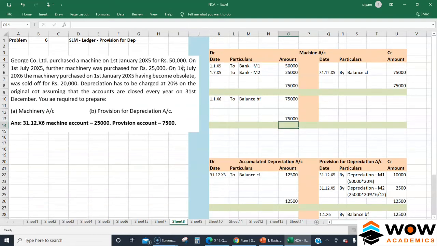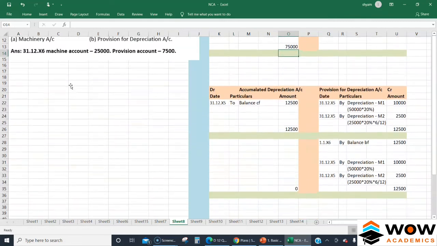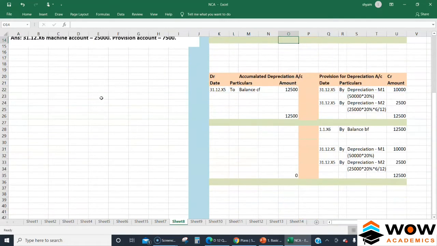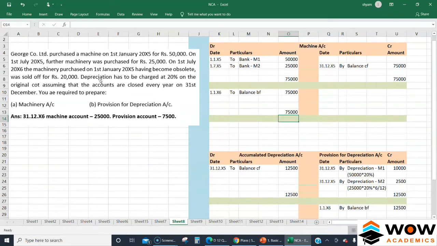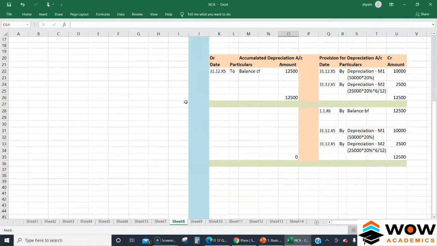On 1st July 2006, the machinery purchased on 1st January 2005, having become obsolete, was sold for 20,000. So there are only two machines. One machine we are going to sell off. We are selling it only on 1st July, so we have to provide depreciation for that.